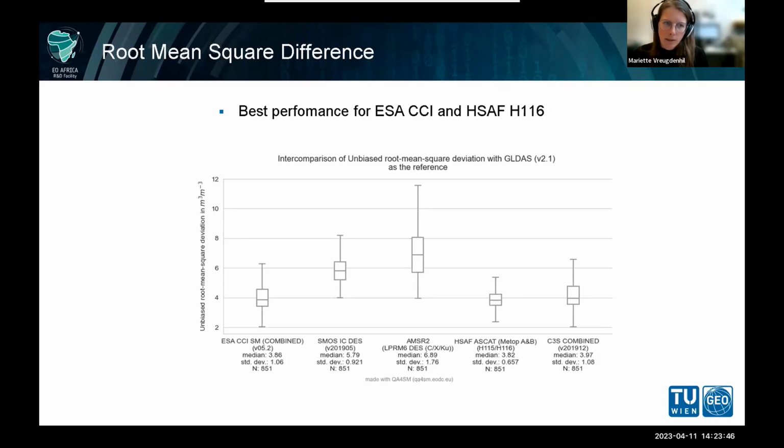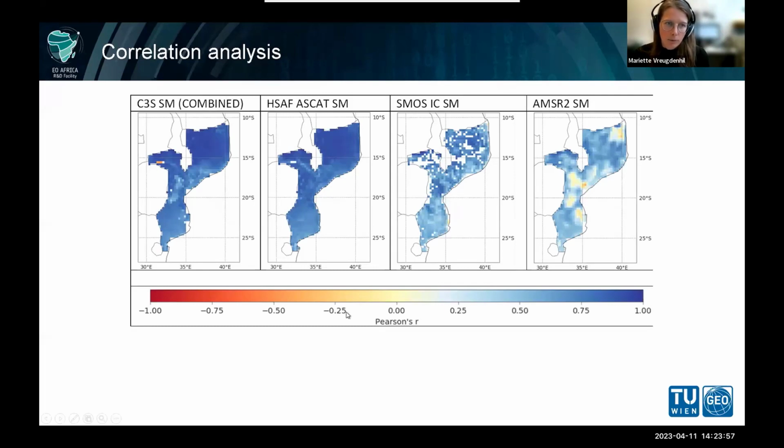So the lower this number is, the more accurate your soil moisture product is compared to the reference. We can also look at the temporal correlation. So how do the data sets vary in time, and does this correspond to each other? We're looking here at the Pearson correlation coefficient. Again, we're looking at the C3S data set, the HSAF data set, the SMOS data set, and the AMSR2 data set. And here, if we have a high value, it means that they correlate strongly to each other. So anything that is dark blue means that the product is performing well.